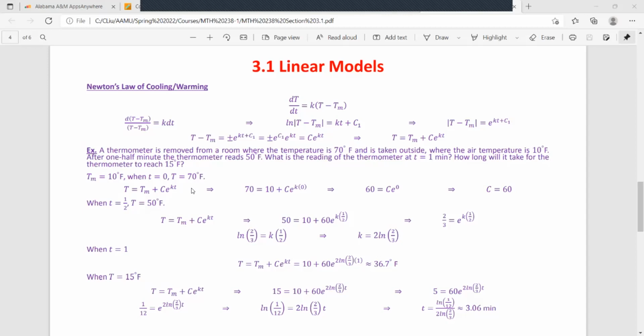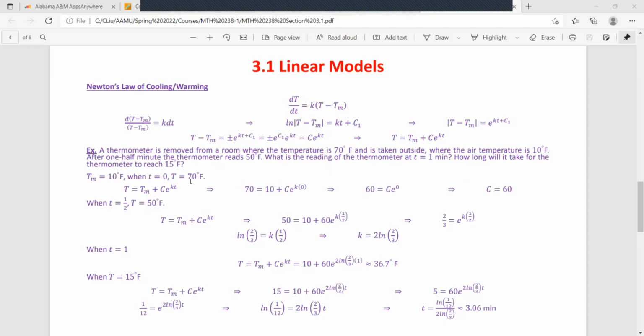Okay, so now we can plug in those numbers. So 70 degrees for capital T, 10 for capital Tm, and 0 for small t. We get 70 equals 10 plus C times e to the k times 0. And e to the k times 0 is e to the 0, which is 1. And 70, you subtract 10 from the right side, you get 60. So at the end, we got C equal to 60. So that's the arbitrary constant.